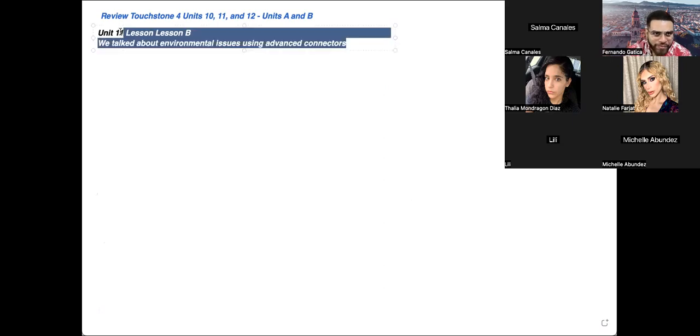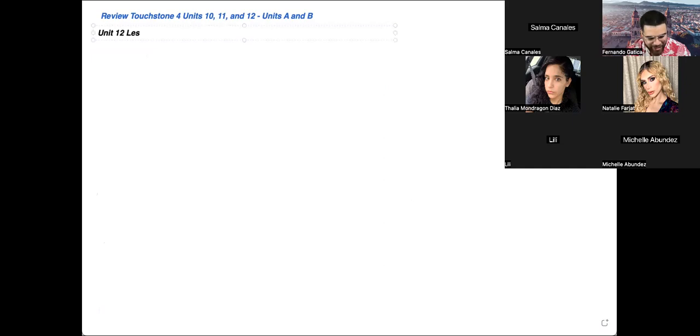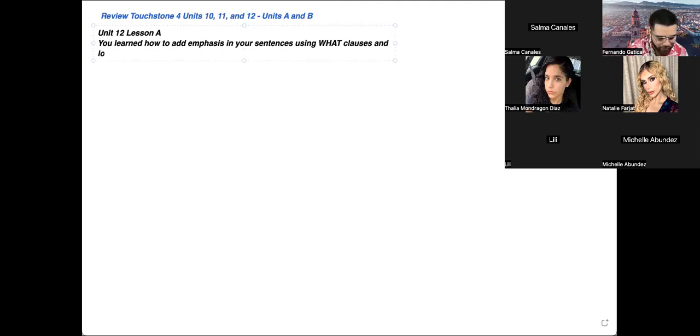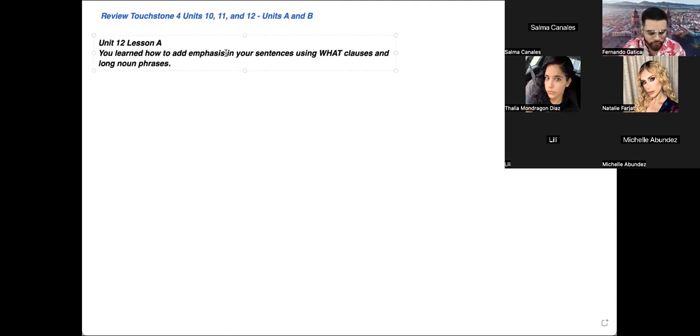Now let's go to Unit 12, Lesson A. This was a pretty easy lesson. In this lesson, you learned how to add emphasis in your sentences using what clauses and long noun phrases. Aprendieron cómo agregarle énfasis o importancia a sus oraciones usando what clauses y long noun phrases.